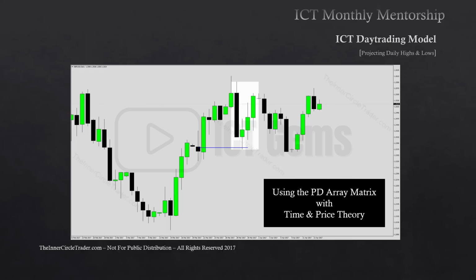So what we're doing is we're looking at the marketplace using the PD array matrix, and we're blending it with time and price theory. So we're looking at IPTA data ranges. We're looking at PD array matrix. Are we in a premium or discount? The market trades down in the lower range of that white rectangle until it hits a bullish order block.